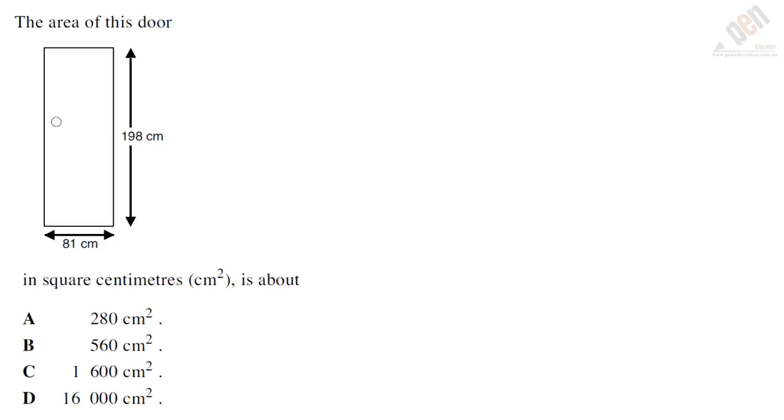The area of this door in square centimeters is about... This question is asking us to make a guess about the area of the door. Now, while we could calculate the exact number, 198 times 81, it's also good enough to make an approximation. So let's approximate this. We'll round up from 198, we'll round upwards to 200.